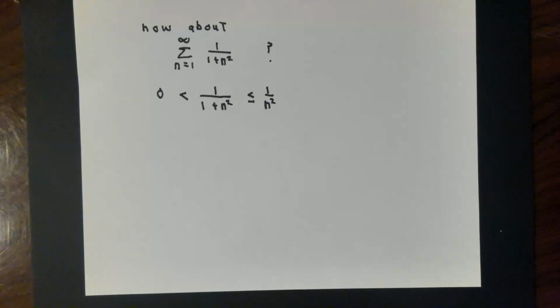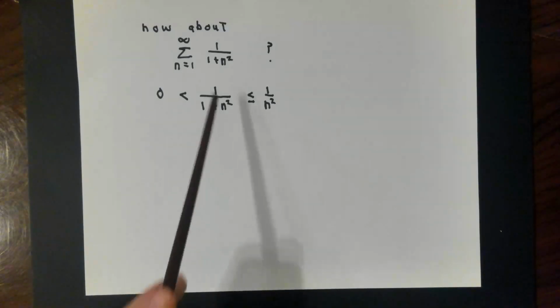As an example, let's think about the sum from n equals 1 to infinity of 1 over 1 plus n squared. I'd like to know if that converges or not, and maybe I can use my direct comparison test to figure this out. Observe, you could also figure the answer out by doing the integral test. The antiderivative of 1 over 1 plus x squared is arctan x. In any case, I'm interested in this comparison test.